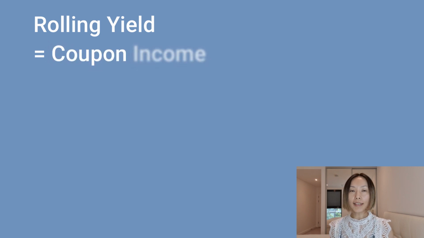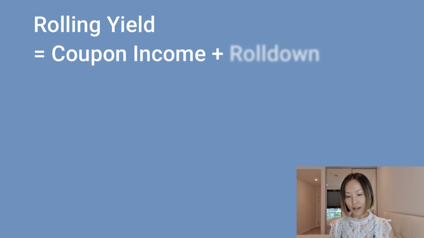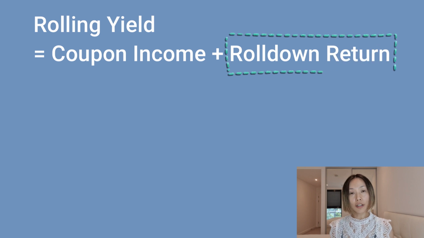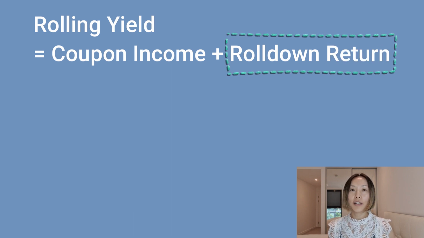This is the second video of the CFA Level 3 exam revision series. And today I'm going to talk about rolling yield, which is again another concept within the fixed income section of the exam. So it's pretty simple. Rolling yield equals the coupon income plus the roll down return, which is the return gained or lost from the price change of the bond.